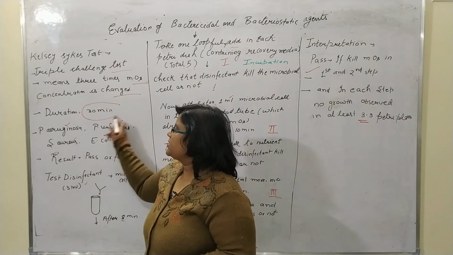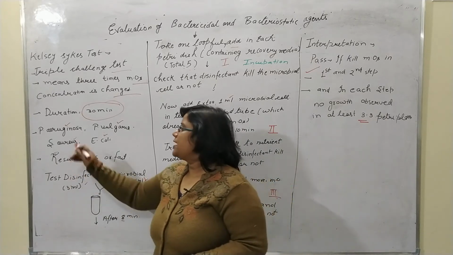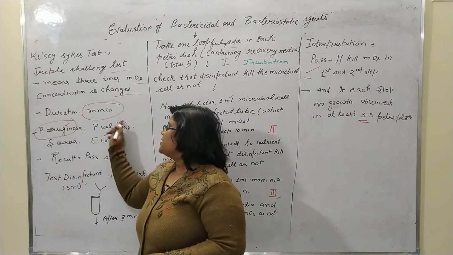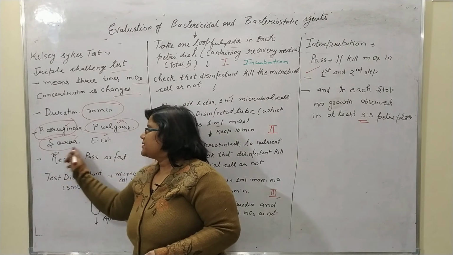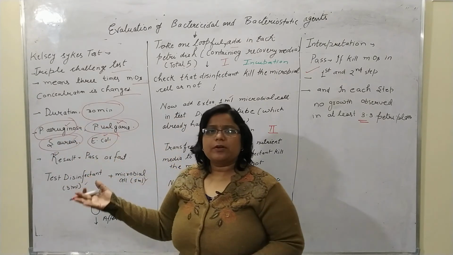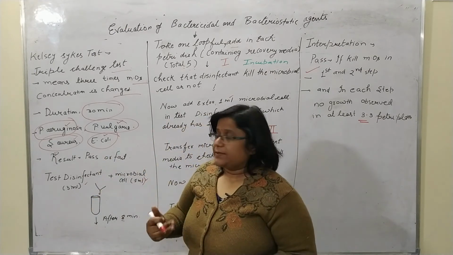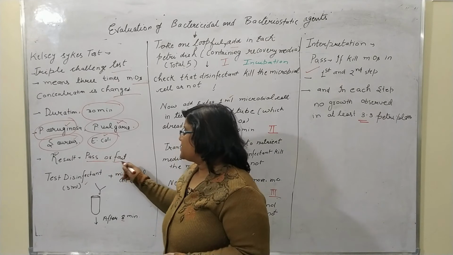The duration is generally 30 minutes, and the microorganisms used are Pseudomonas aeruginosa, Proteus vulgaris, Staphylococcus aureus, and E. coli. Such types of microorganisms are used in the Kelsey-Sykes test. The result is in pass or fail terms.